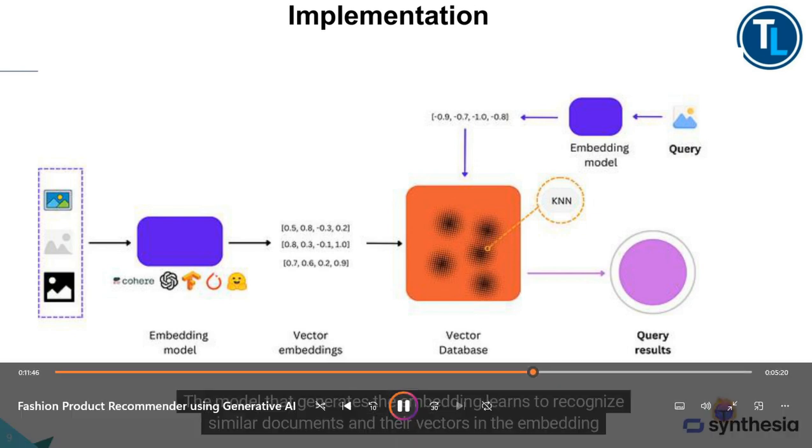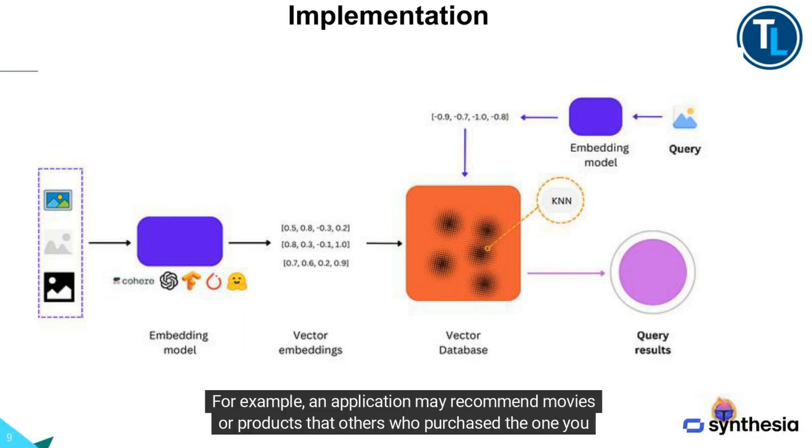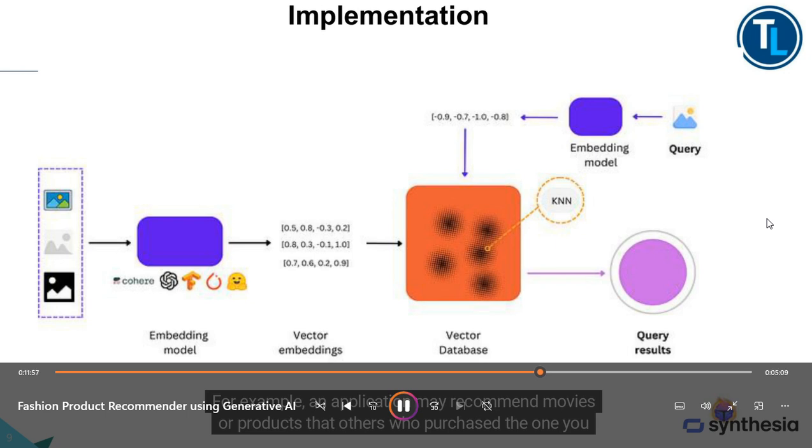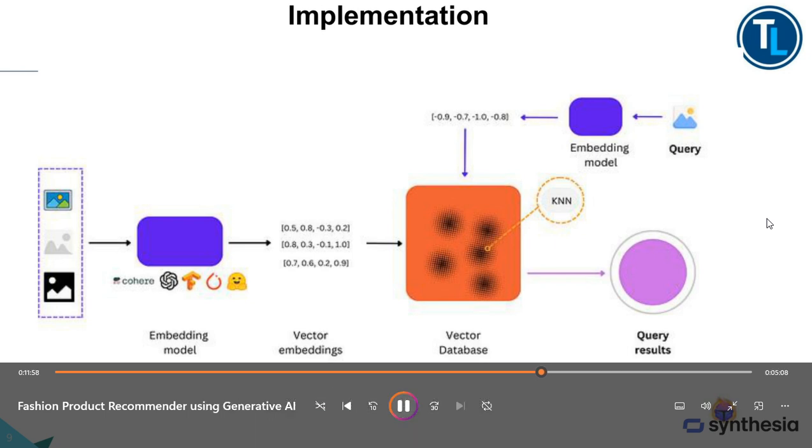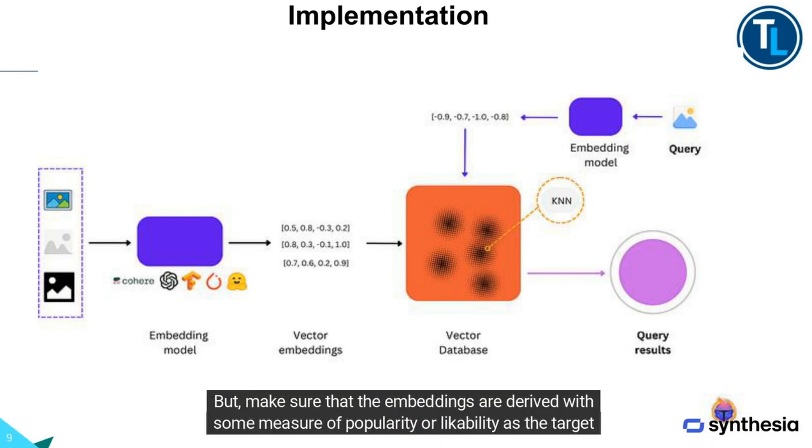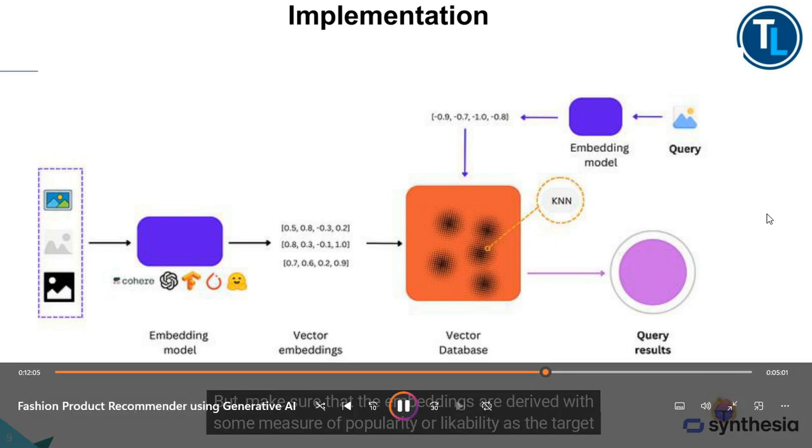Recommendations. The model that generates the embedding learns to recognize similar documents and their vectors in the embedding space. For example, an application may recommend movies or products that others who purchased the one you bought also liked. But make sure that the embeddings are derived with some measure of popularity or likability as the target metric.